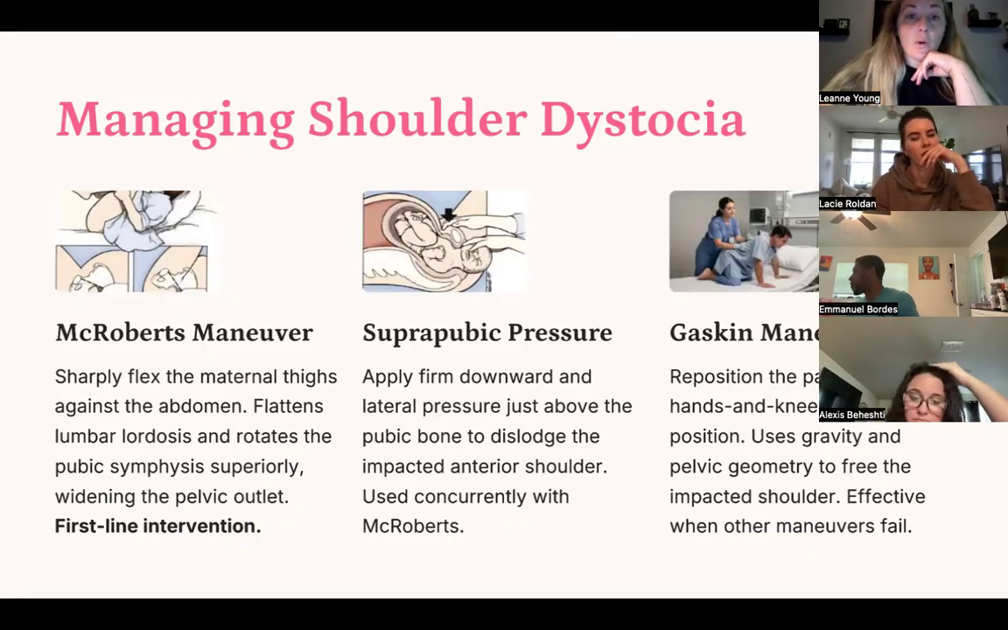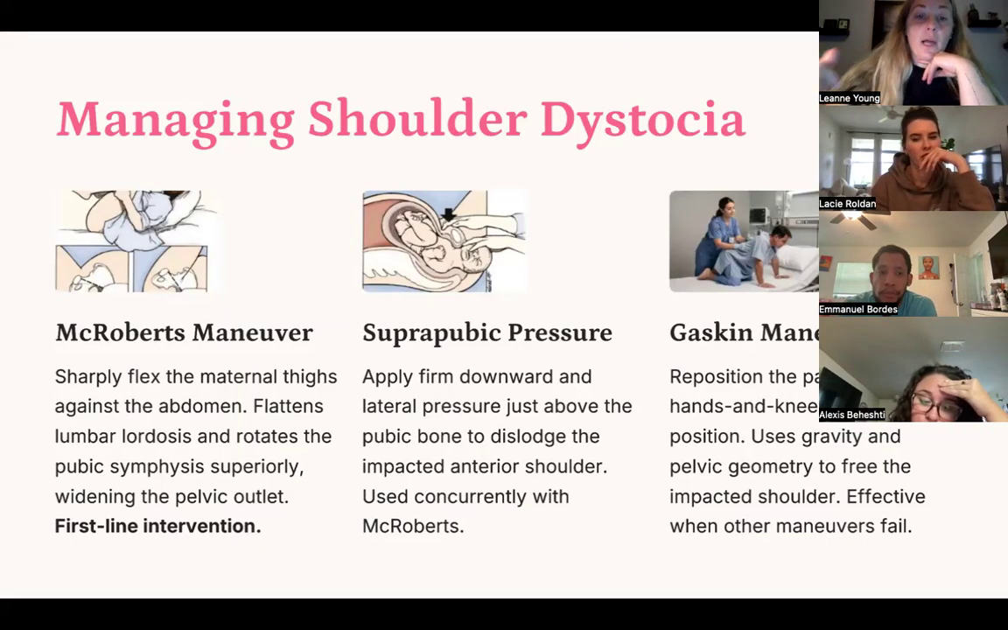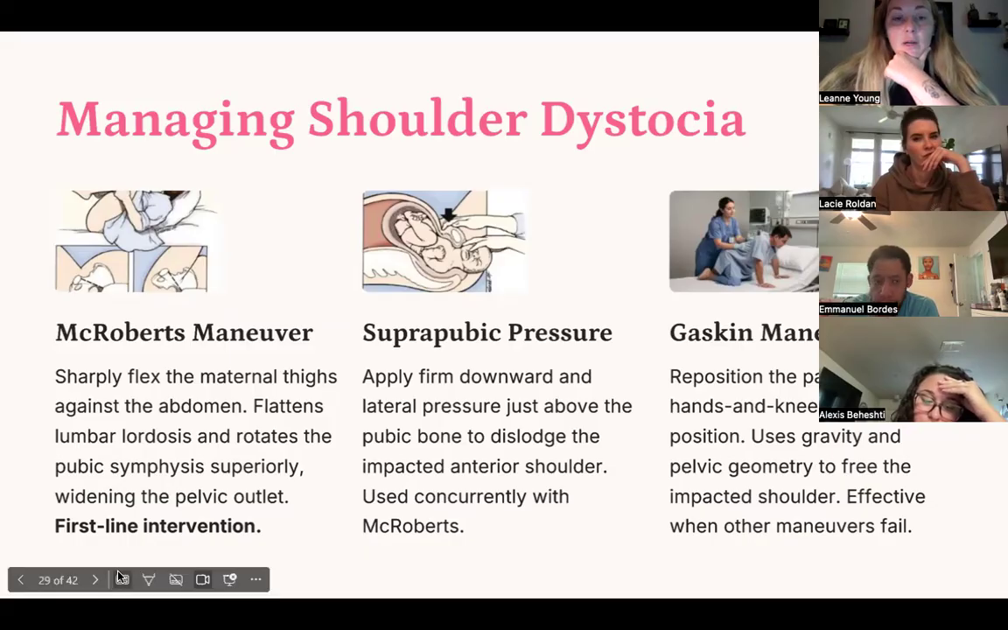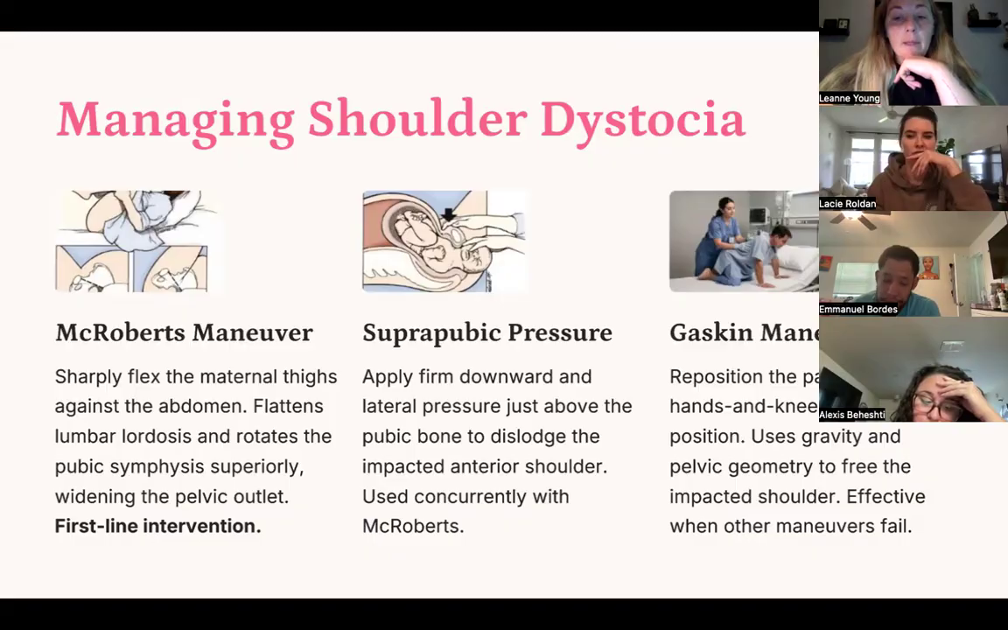So that's when a nurse or the provider, I guess, will apply firm downward pressure just above the pubic bone to basically shove that anterior shoulder out from underneath. Okay. And then finally, we have our Gaskin maneuver, which is when we reposition the patient to hands and knees. They're on all fours. And this uses gravity to free that shoulder.